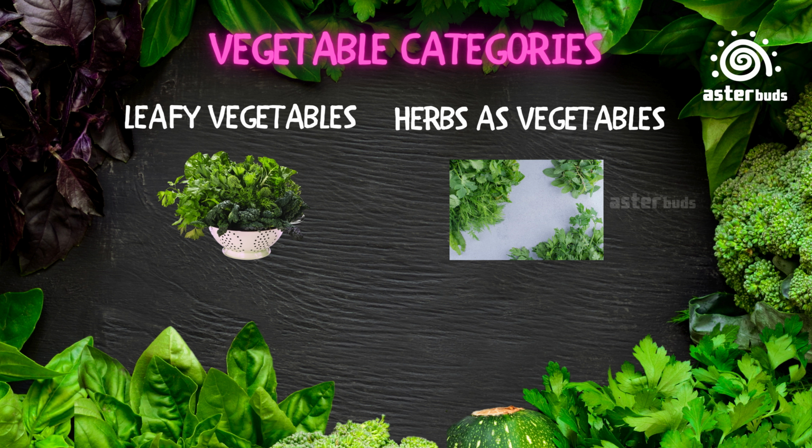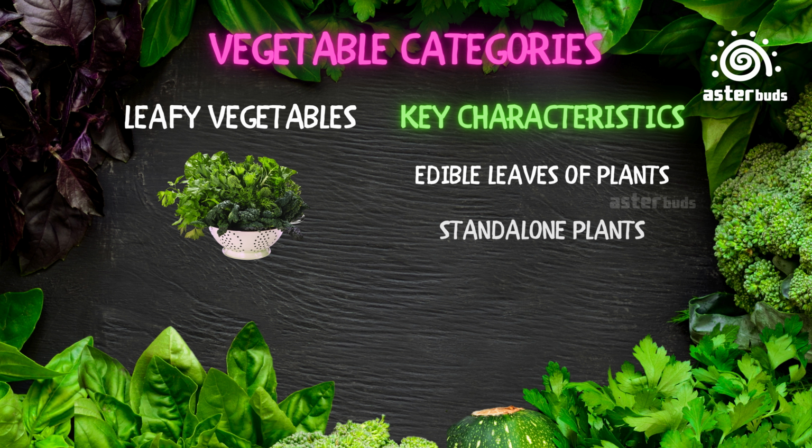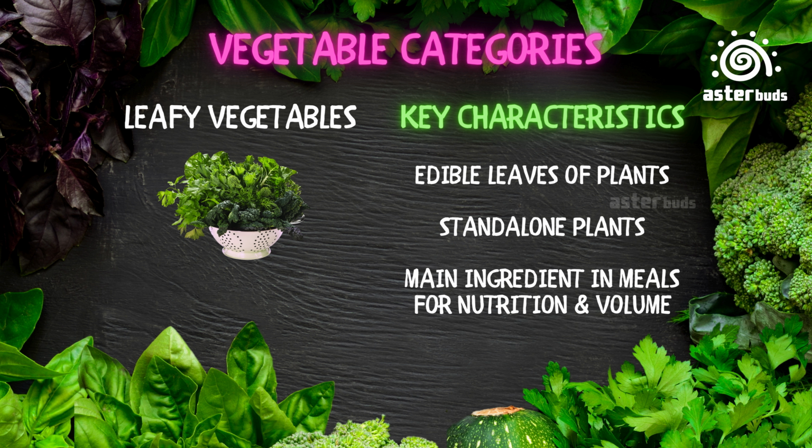Now let's see the difference between leafy vegetables and herbs as vegetables. Leafy vegetables. Leafy vegetables are edible leaves of plants primarily grown for their foliage. Typically grown as standalone plants for their foliage. Primarily consumed as a main ingredient in meals for nutrition and volume. Examples of leafy vegetables are spinach, kale, lettuce, cabbage.